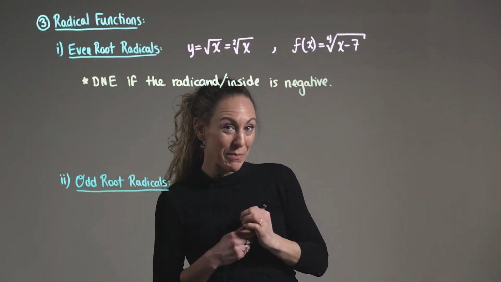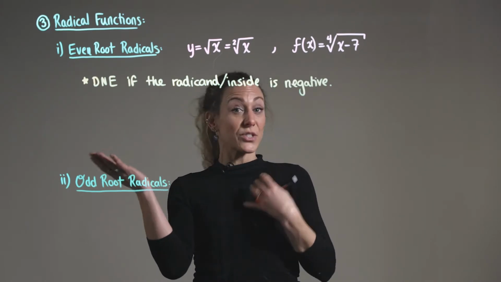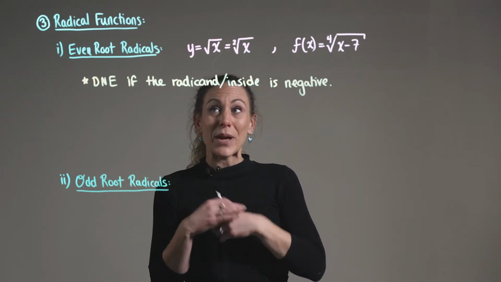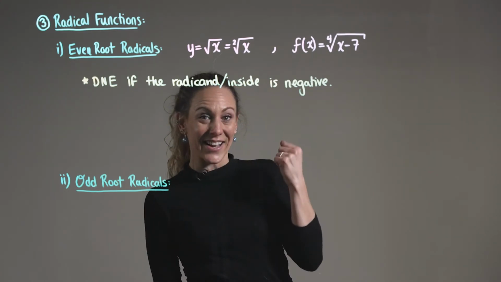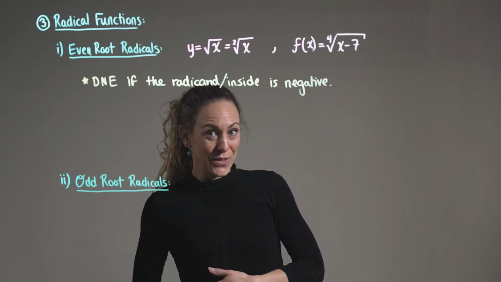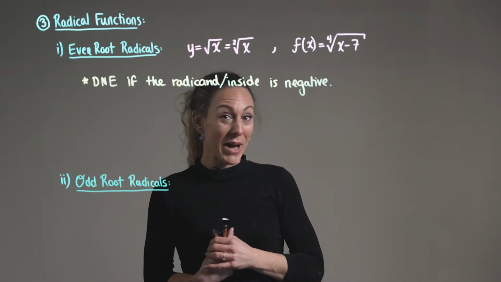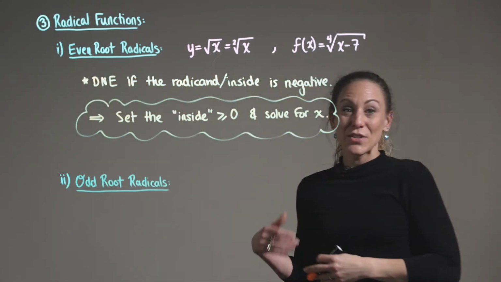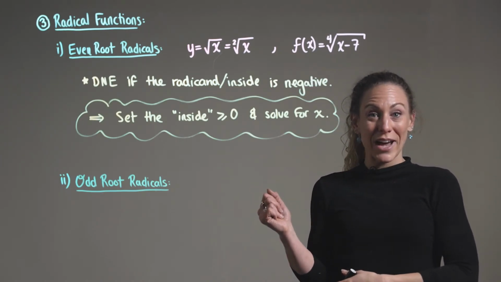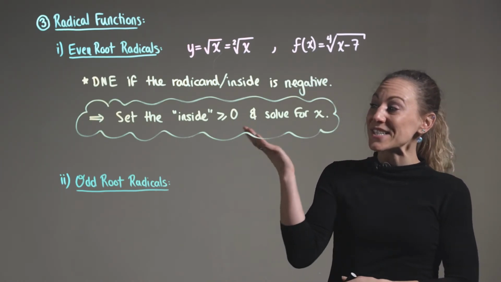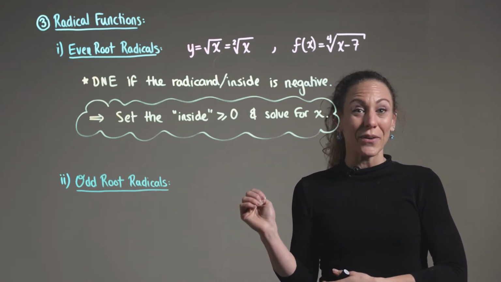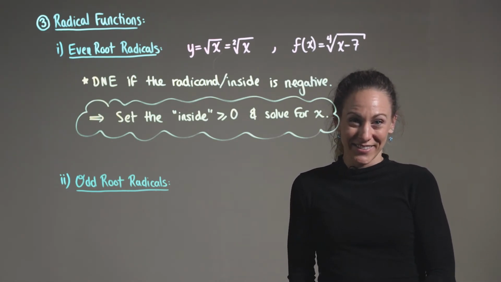So we want to keep in mind that even root radicals like the square root do not exist, or are undefined, when the radicand, or inside, is negative. So how do we prevent this from happening? To find the domain of an even root radical, we want to keep in mind that we need to set that inside, or the radicand, greater than or equal to 0 and then solve for x.